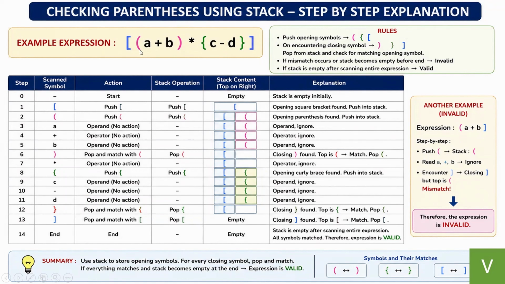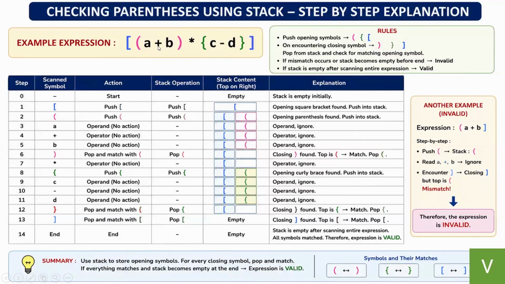So now the second character, it is also an opening bracket. So we will push that second character into the stack. So now look at the third character, which is A. Since it is an operand, no action should be performed.